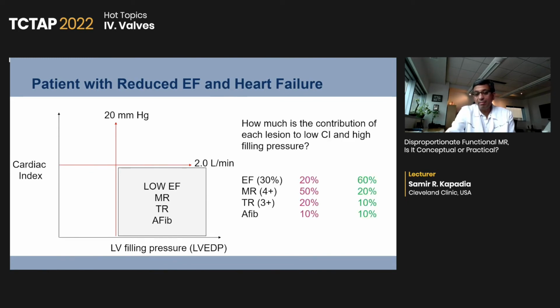And now if you combine these, let's say there is a patient like this, and you try to understand this patient and say that the patient's EF is 30%, MR is 4+, TR is 3+, has atrial fibrillation.